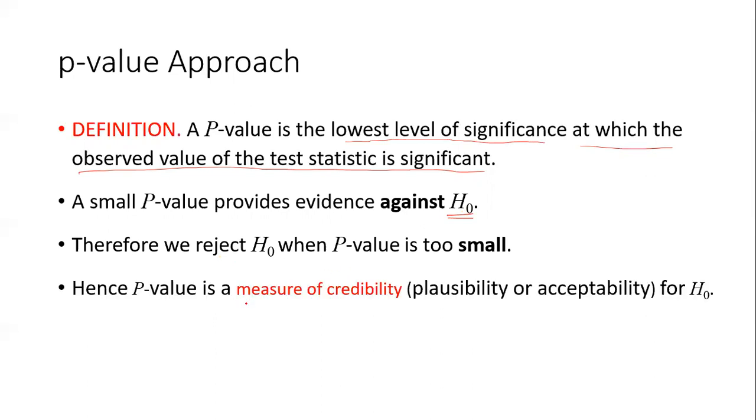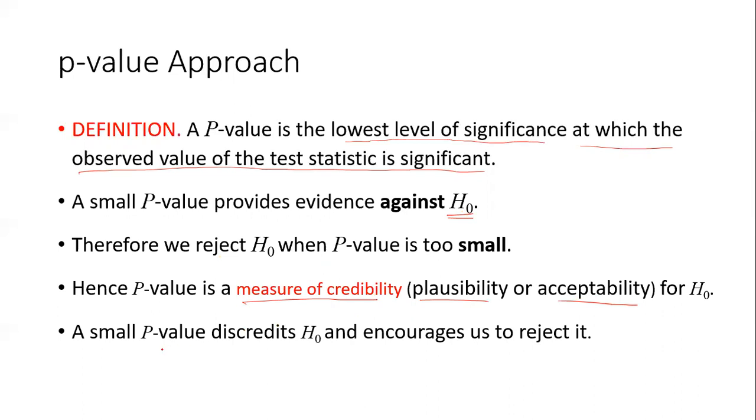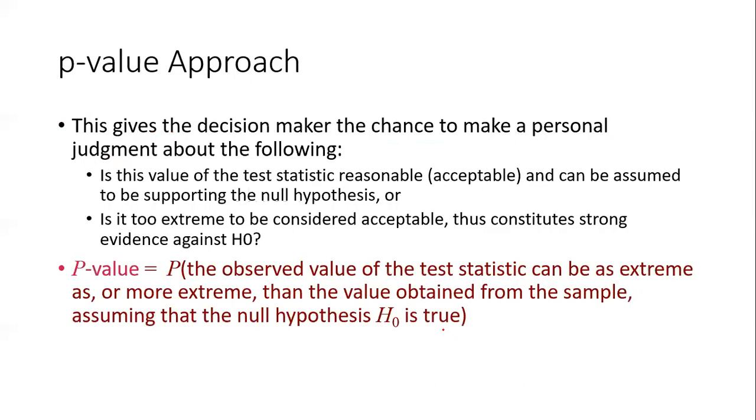The p-value is a measure of credibility or plausibility or acceptability for H0. So if you have a small p-value, it discredits H0 and encourages us to reject the null hypothesis. So the definition of the p-value was the lowest level of significance at which the observed test statistic is significant.